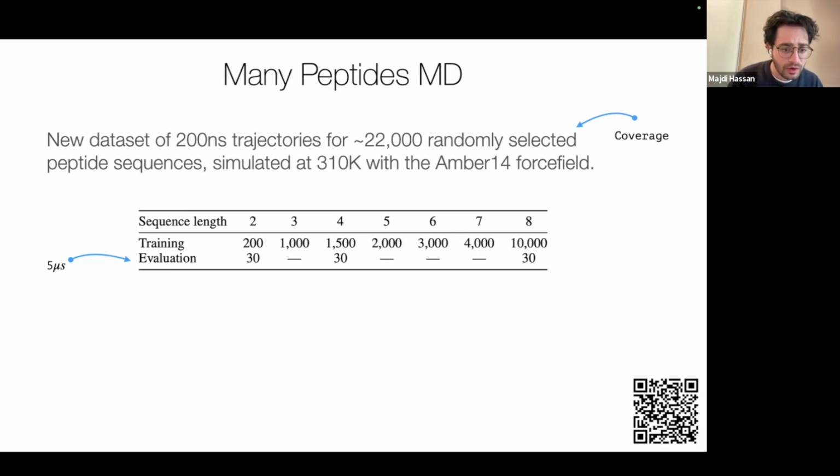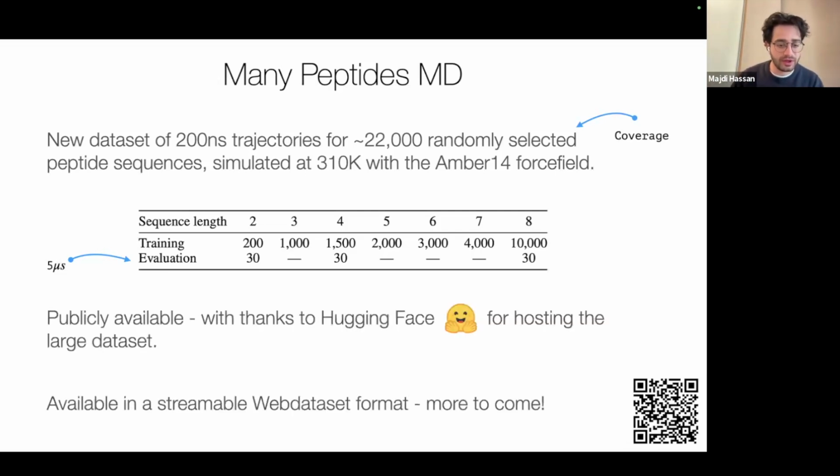Furthermore, we make this data set publicly available through Hugging Face, and we provide the full trajectories, which amounts to 10 plus terabytes of data. But we make this available in a streamable web data set format, which makes it easy to use and adopt. And yeah, this is publicly available for people to leverage, use, and build off of.